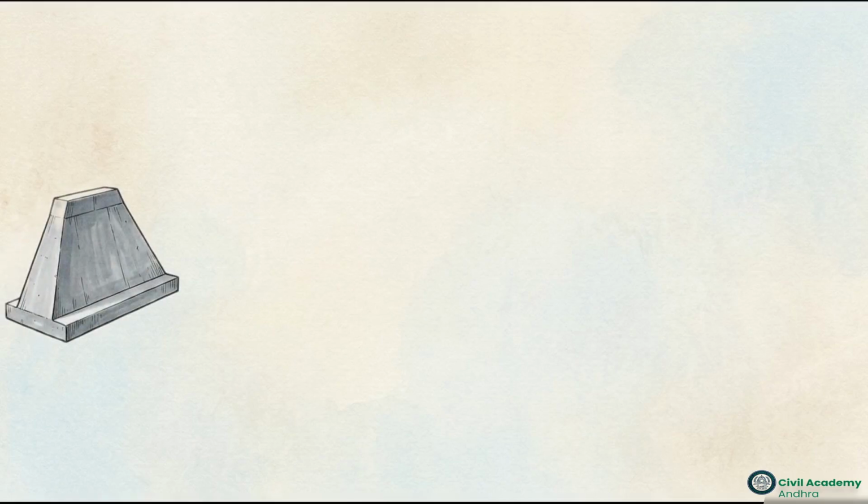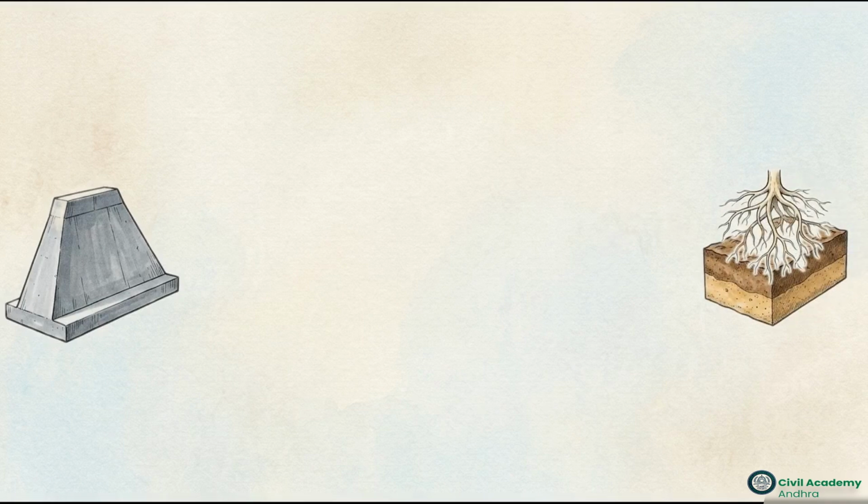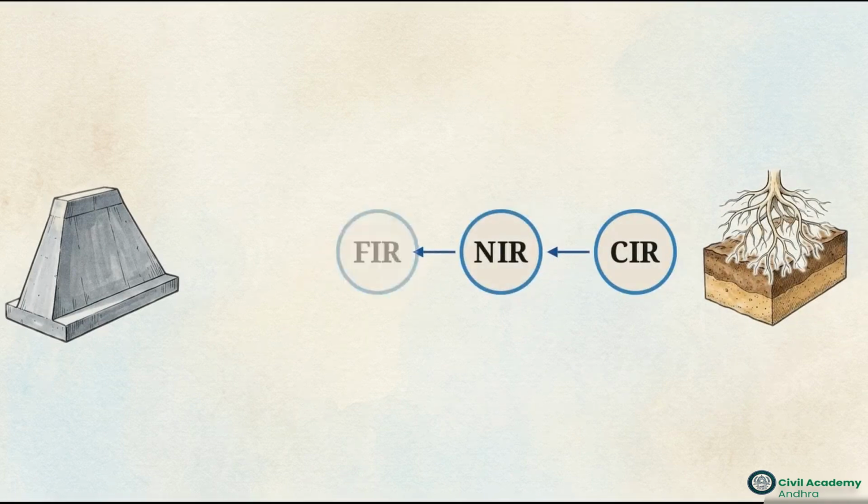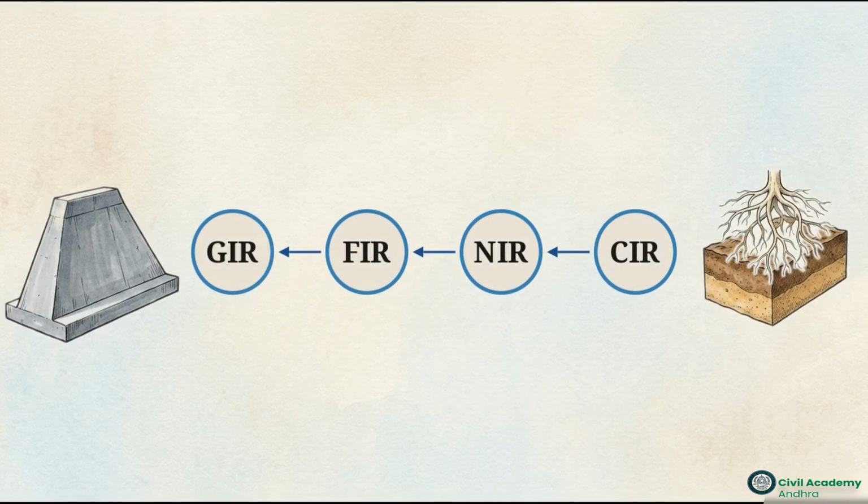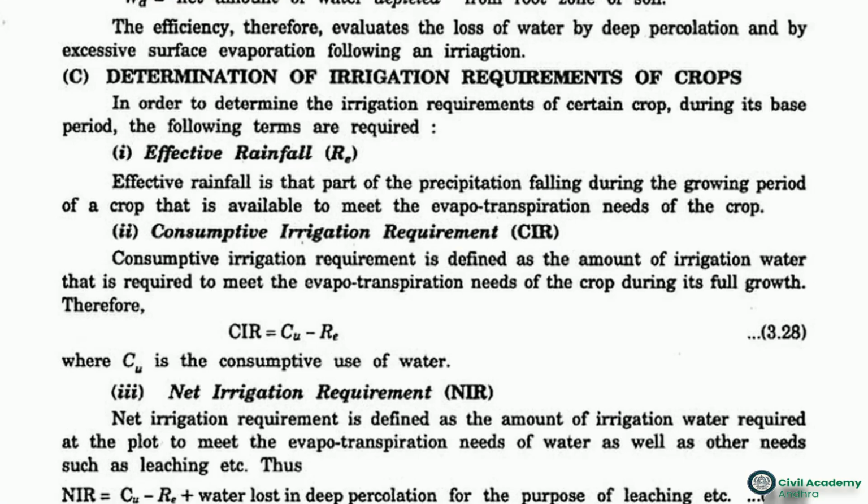To figure out exactly how much water to release from a dam to fill that specific soil margin, we have to build a chain of requirements, calculating backward from the plant's consumption to the river. This text details the first link in that chain. Equation 3.28 shows the consumptive irrigation requirement, or CIR. It's the baseline amount of water the crop needs to survive, minus any effective rainfall the area already receives.